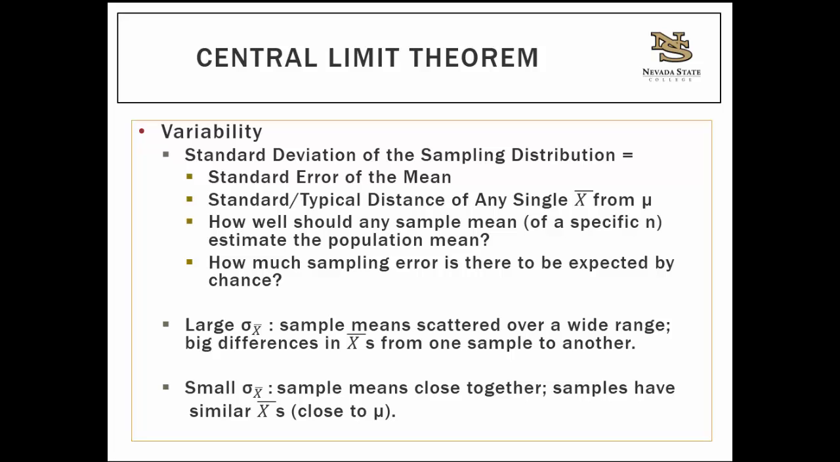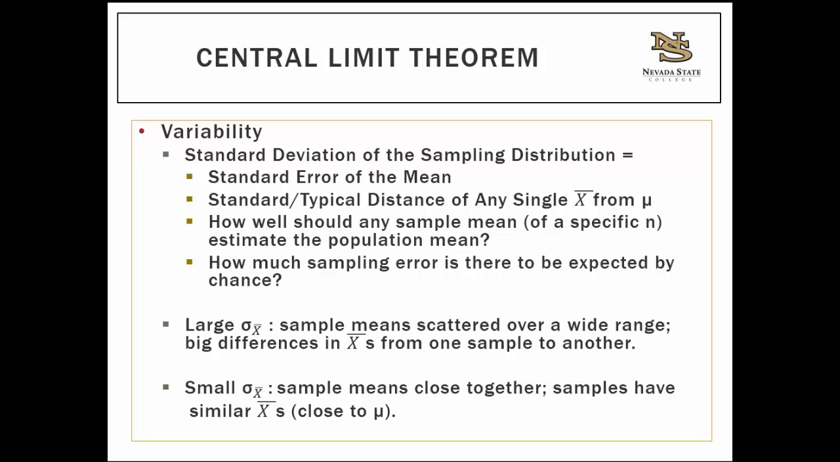So if you have a really large standard error, then your sample means are scattered across a wider range. You would expect bigger differences in sample means from one sample to another, and also more differences between any given sample mean and the population mean. If you have a smaller standard error, then your sample means are close together, and samples are going to typically have closer, similar means, and also sample means that are closer to the population mean.